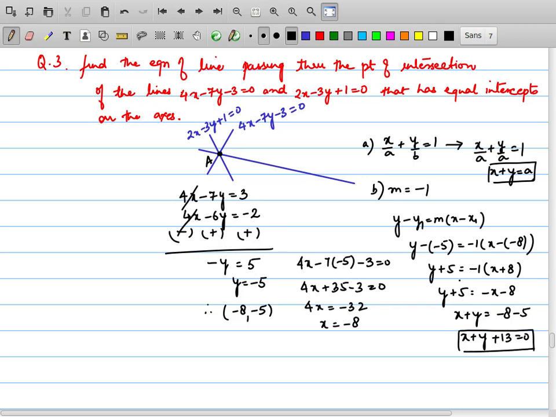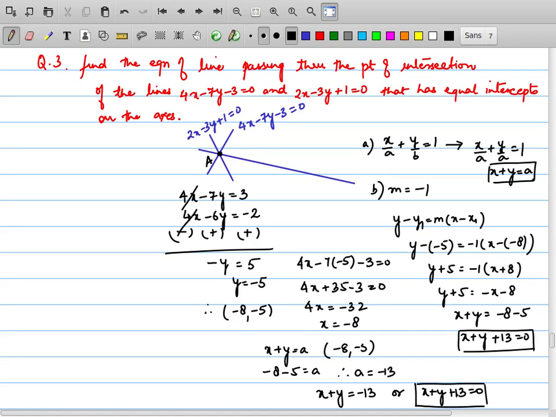We can also find the solution using this form. Since intercepts are equal, a and b are equal, therefore the equation is x plus y is equal to a. And this equation will be satisfied by the point because the point lies on the line. Therefore, minus 8 minus 5 is equal to a. Therefore, a is minus 13. Therefore, x plus y equals minus 13, which is the same as x plus y plus 13 equals 0. Either way you can solve it, the answer remains the same.